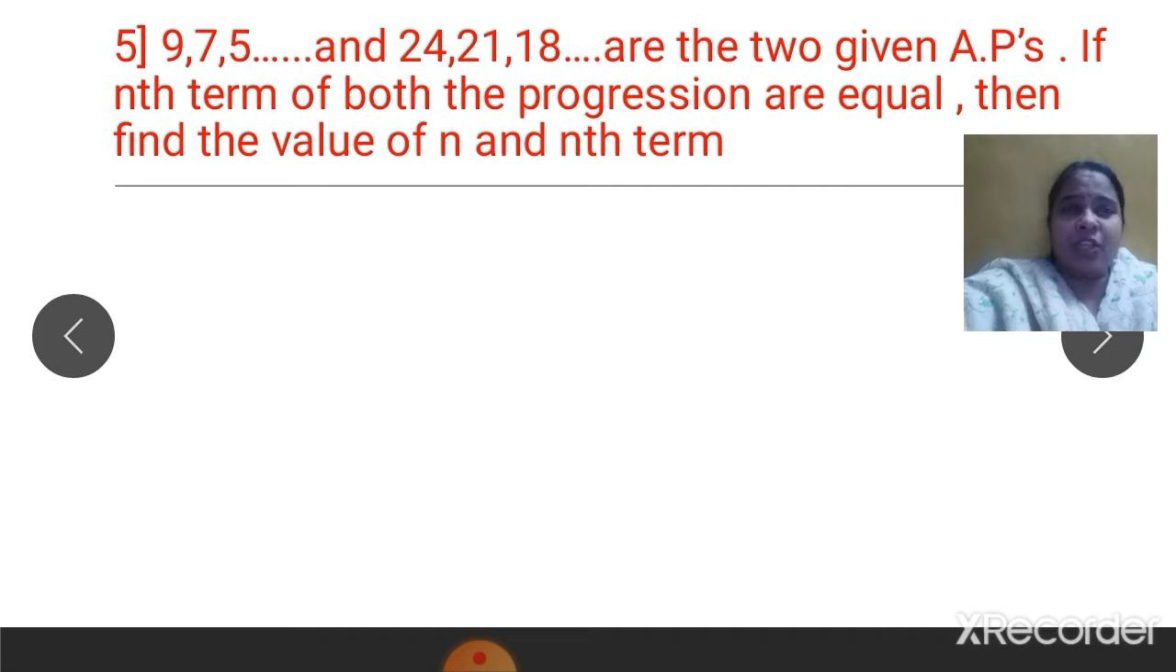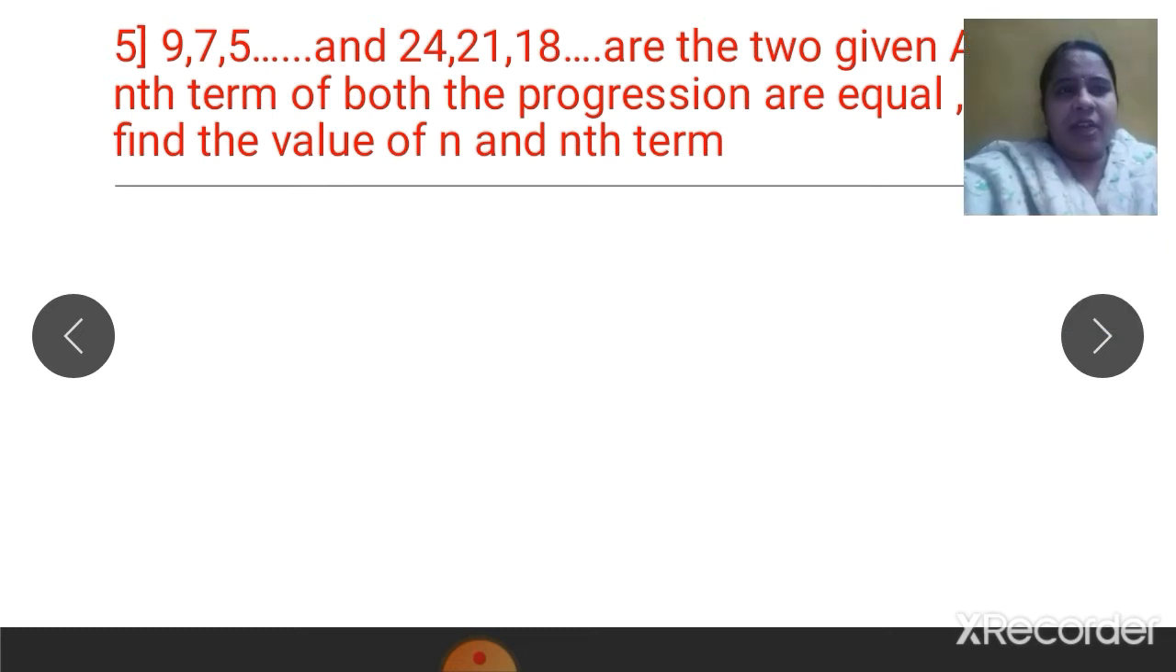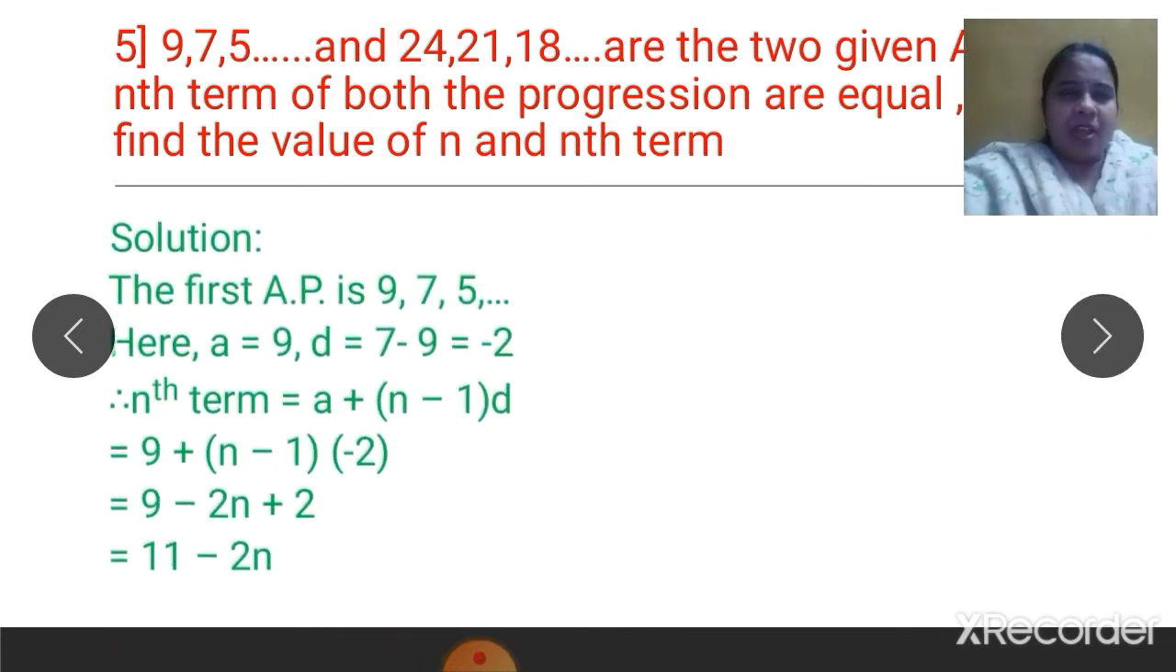And I am asking you to find out the nth term, meaning Tn. What is the formula for Tn? Tn is equal to a plus n minus 1 into d. Correct? Now let's see how it can be done. As I told you, the first AP is 9, 7 and 5. Correct? a is what? 9. d is what? 7 minus 9, that is minus 2. Then the nth term will be what? The formula. What is the formula? a plus n minus 1 into d.